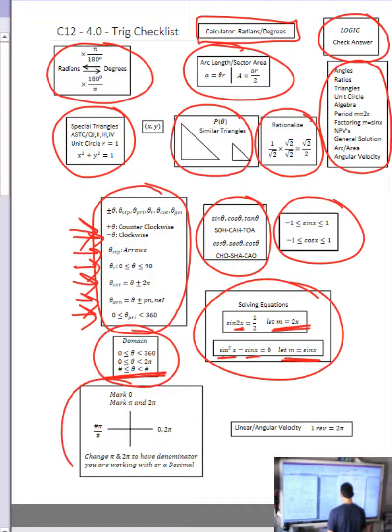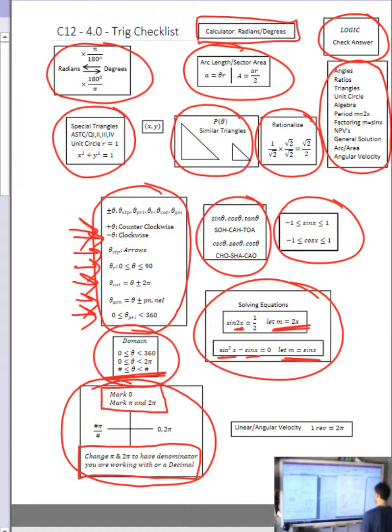With respect to the ASTC graph, we're always going to mark 0, and always mark 2 pi, and we're always going to change pi and 2 pi to have a denominator that we are working with. We're also going to take a look at a little bit of linear velocity, depending on the school.